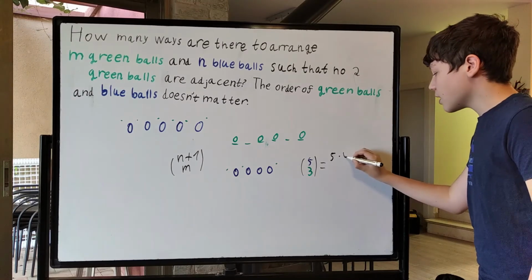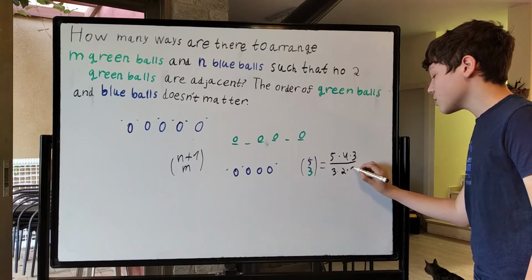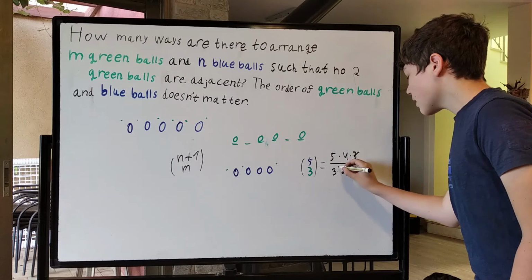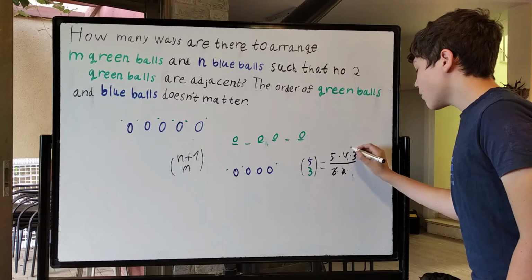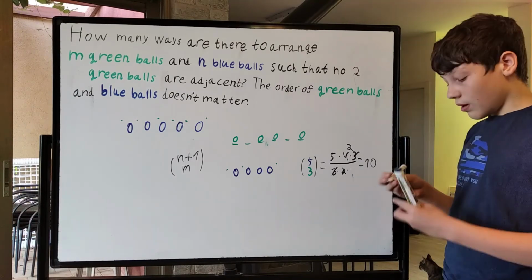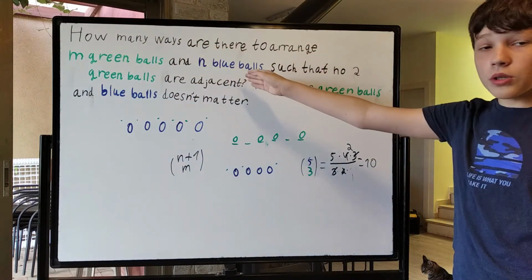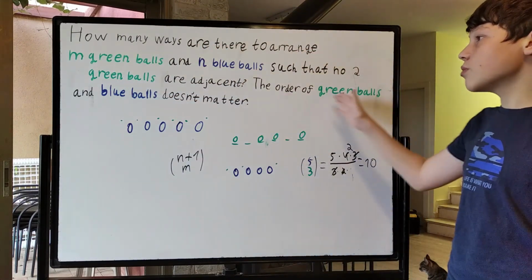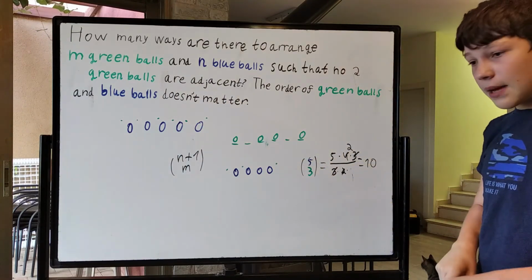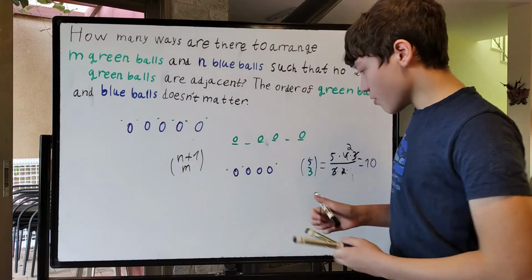Which is 5 times 4 times 3 divided by 3 times 2 times 1. The 1 doesn't matter in a product. This 3 cancels. This 4 turns into a 2. And we get that there are 10 ways to arrange 3 greens and 4 blues such that no two green ones are adjacent. So that was just a little example. But that's it. That is our formula.